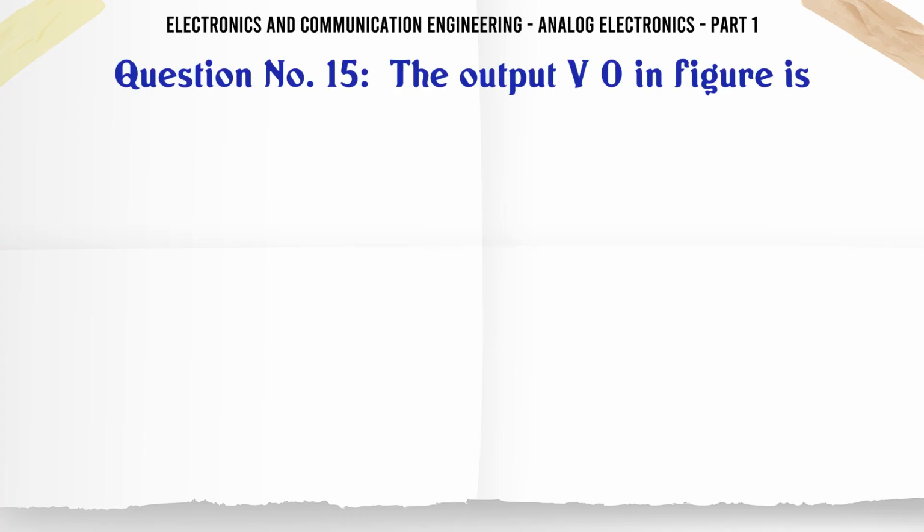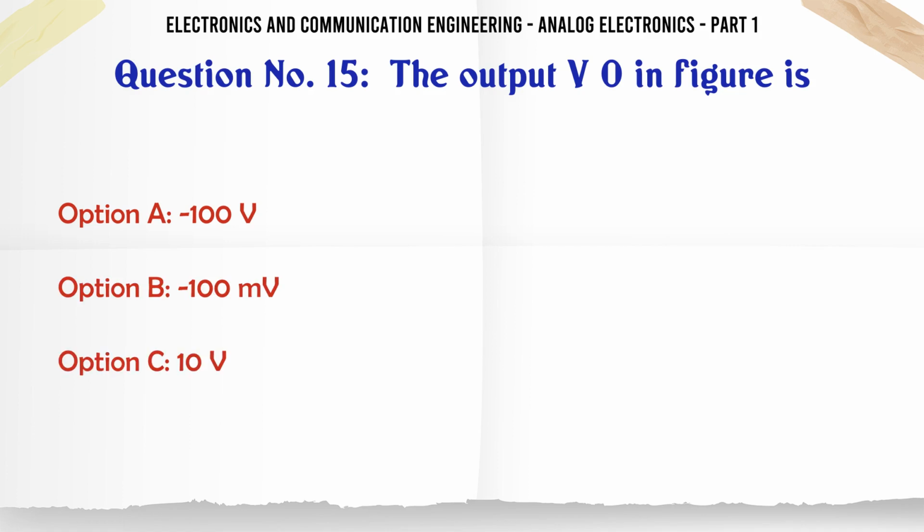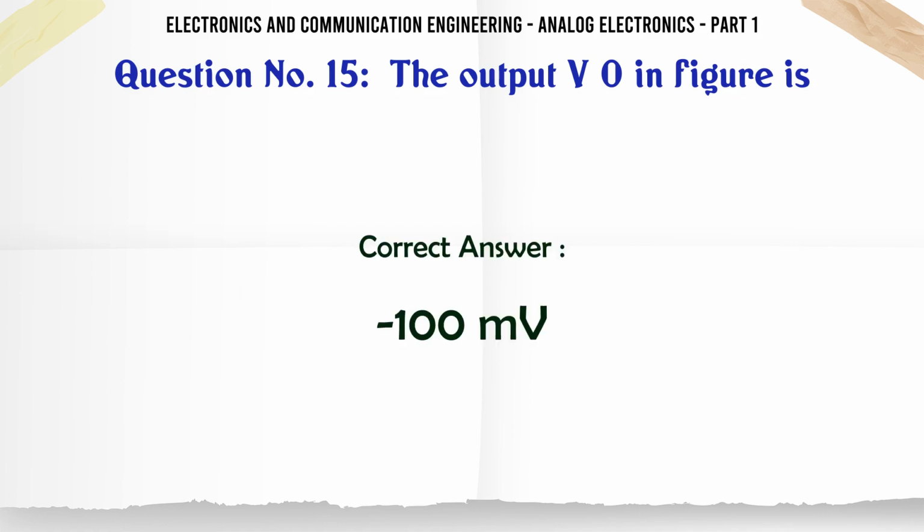The output V0 in the figure is A. 100 V, B. 100 mV, C. 10 V, D. 10 mV. The correct answer is 100 mV.